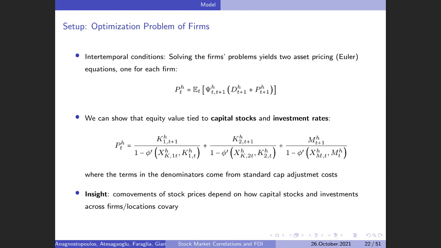So the co-movements between the stock prices of two economies, if it goes up, the correlations should go up. The correlations of tangible capital investment, or the correlation between technology capital investment of these firms, should be going up, right? So that's the insight we should get from that derivation: co-movements of stock prices depend on how capital stock investment across firm locations co-vary.